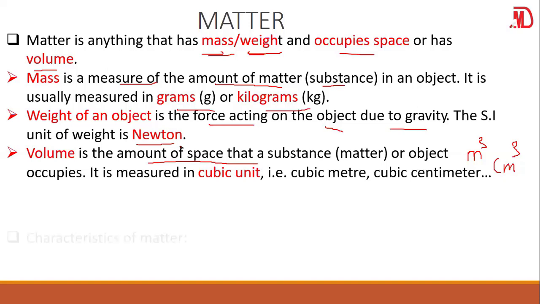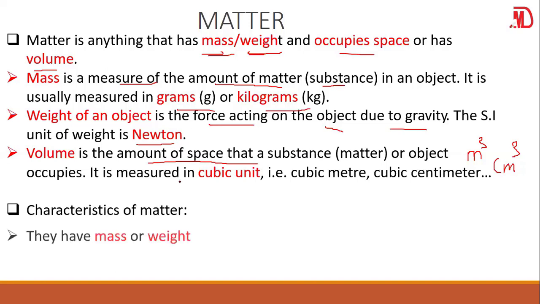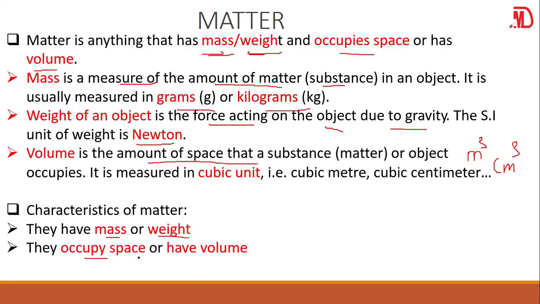All right. So what have we said in all of these? What we are saying is that matter must have mass or a weight. Again, they must occupy what? Space, or must have volume. And lastly, they must contain what? Particles. Like I said, it is a measure of the amount of matter.